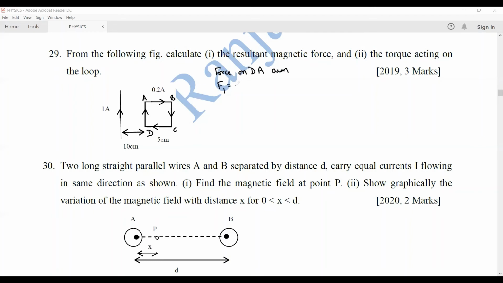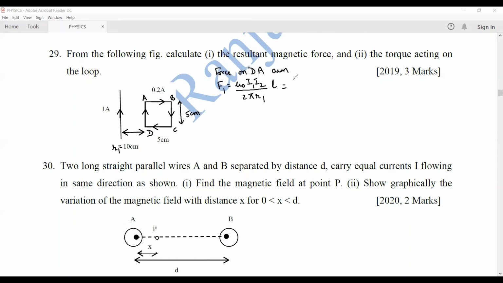We know that the force between two long wires is equal to mu naught I1 I2 upon 2 pi R1 into the length of the loop. The length of the loop is as given, 5 centimeters, so BC or DA is also 5 centimeters. I1 is 1 ampere, I2 is the current flowing in this DA arm, which is 0.2 ampere, and R1 is the distance between the current carrying wire and this arm DA. Here R1 is 10 centimeters.